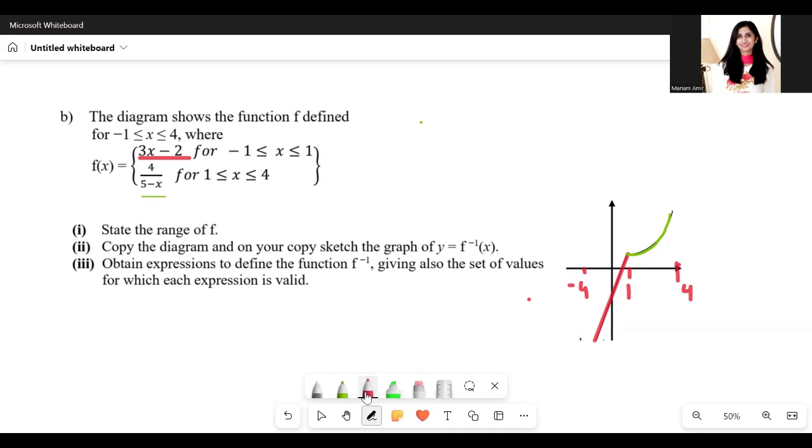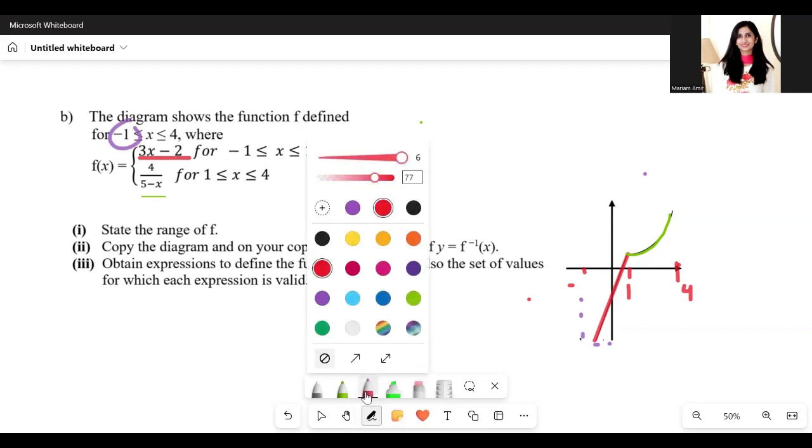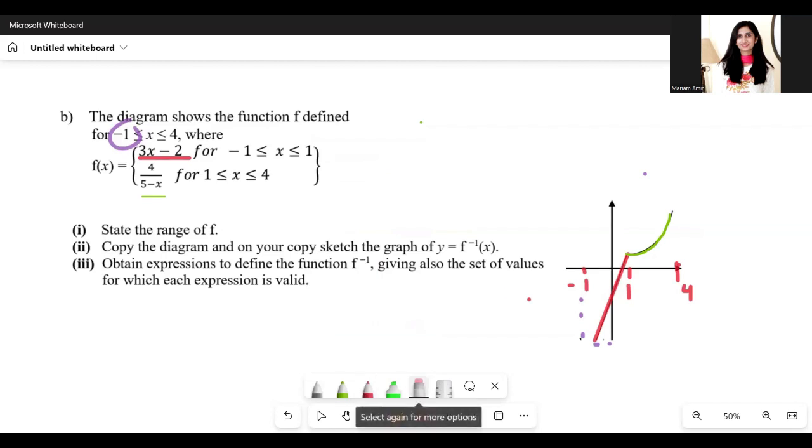Next, it says find the range of the function. So the range is the values of y that the function can take. So when x is -1, what's going to be the y here? Let's see, let's substitute. Oh, I'm sorry, the graph was supposed to start from -1. Why did I write 4 here? This is -1. All right. So when x is -1, we get 3 times -1 minus 2. That's a -5. So we write a -5 here.